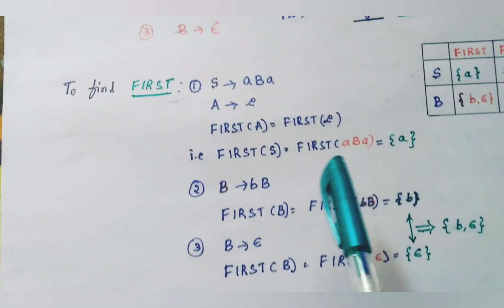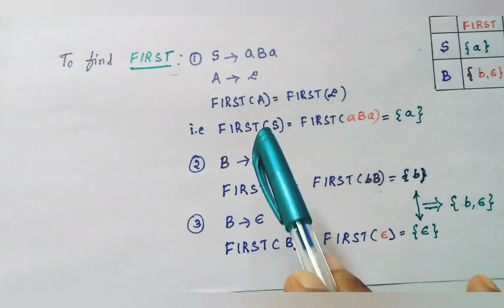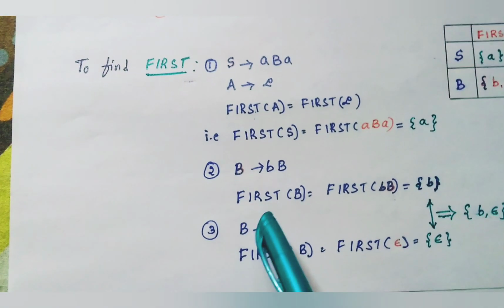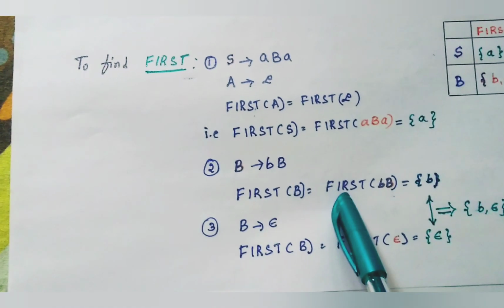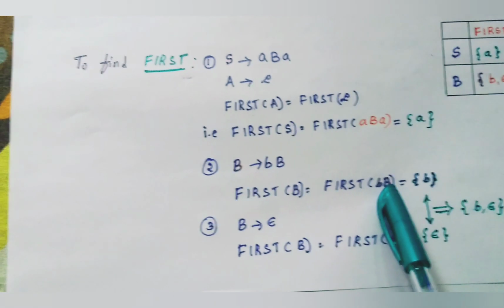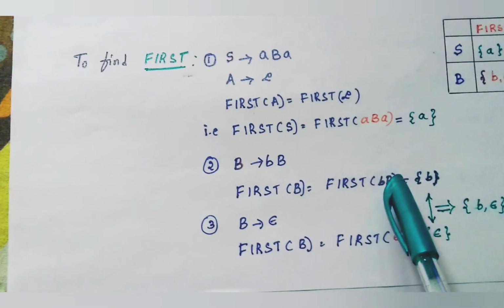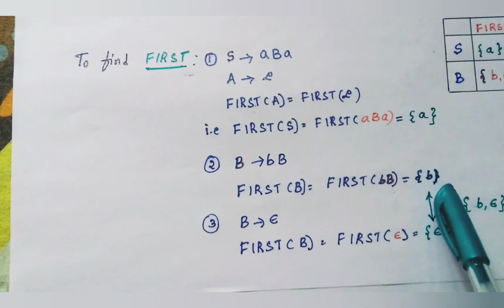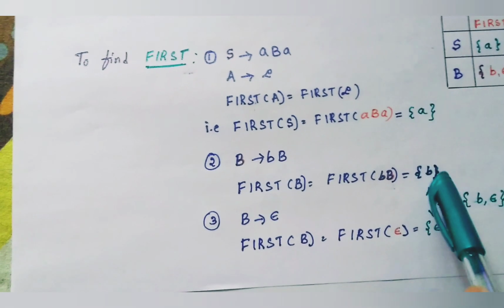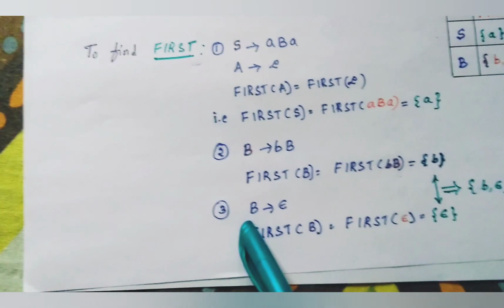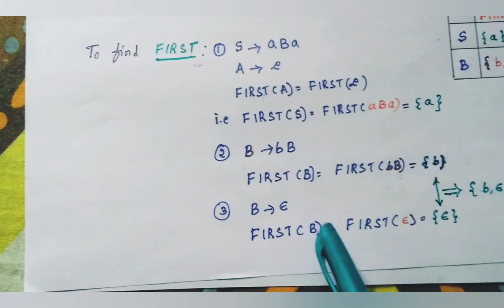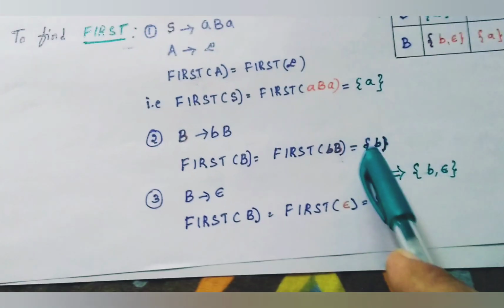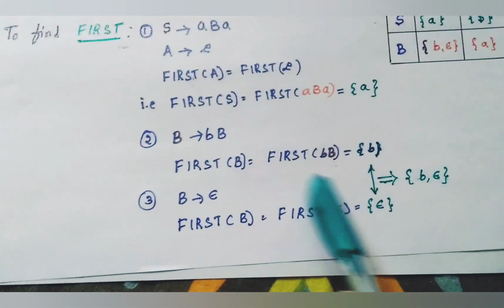Similarly, for the second rule, I am supposed to find first of B. Since B is on the left hand side, first of B is equal to first of alpha. Since b is a terminal symbol, first of alpha is nothing but b. Similarly, I have one more production with B on the left hand side, that is B tends to epsilon, and my first of B is equal to first of epsilon, nothing but epsilon. Putting both of them, my first of B becomes b comma epsilon.